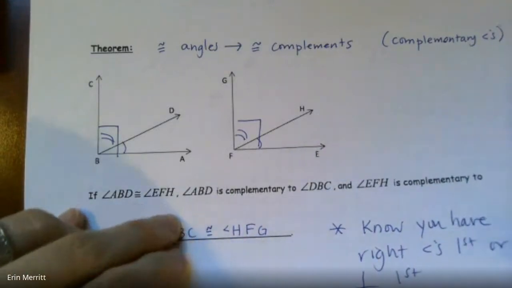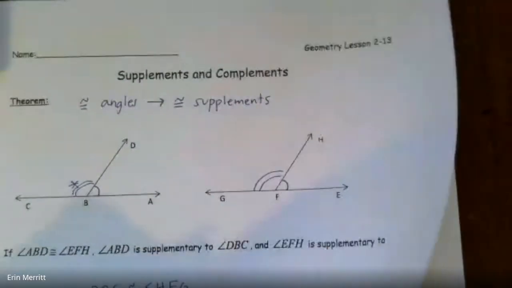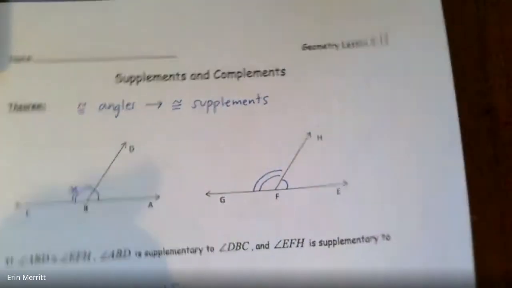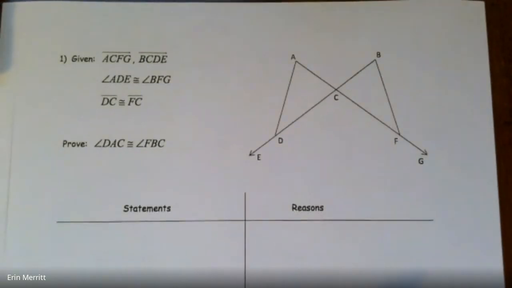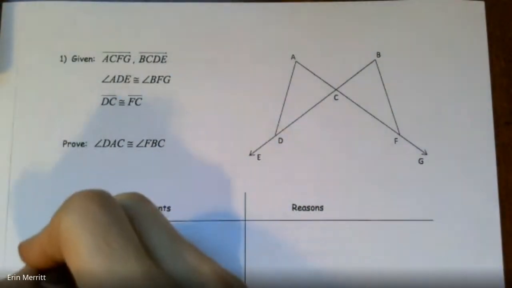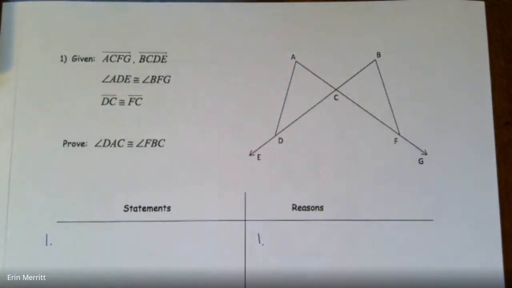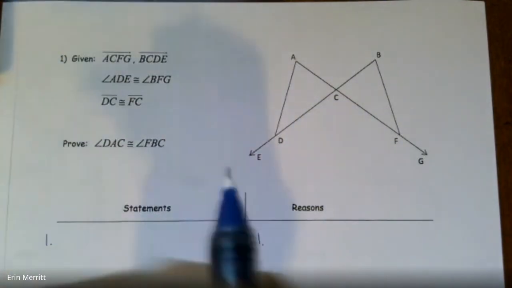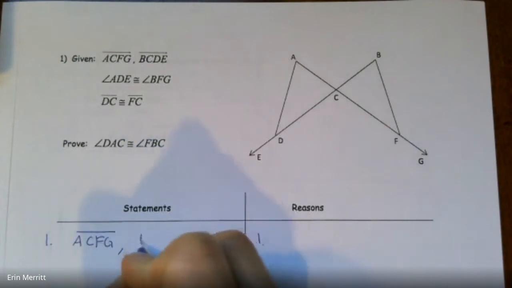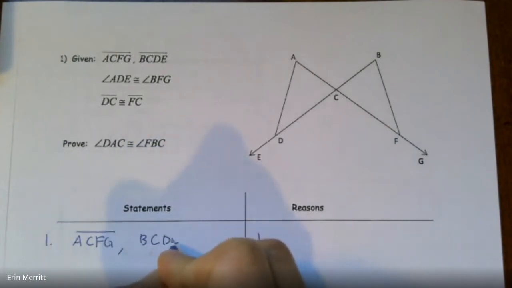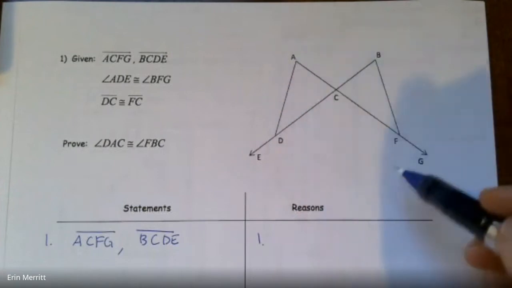All right, flip it right on over. We are on page 43 here. All right, the first one. We got a bunch of different givens. Some of those givens just clarify the diagram. So let's just get them down. So we've got a straight line ACFG, straight line BCDE. So just clarifications there.